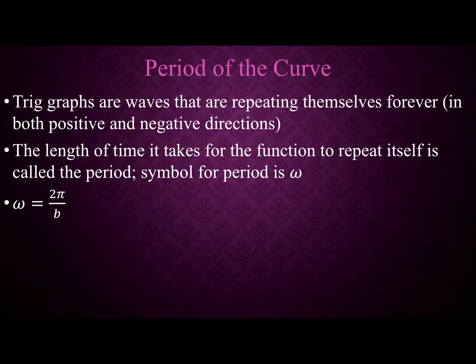The period, so the basic function without any sort of shifting or transformations of any kind, is 2 pi, your unit circle, how long it takes to rotate all the way around. So with the b value, you're doing 2 pi divided by b to find the actual period. And we're using this omega symbol right here to identify the period, 2 pi over b.